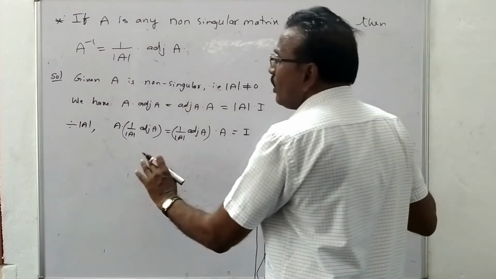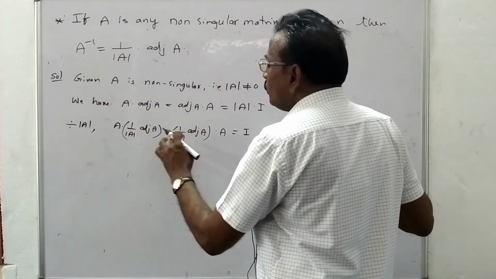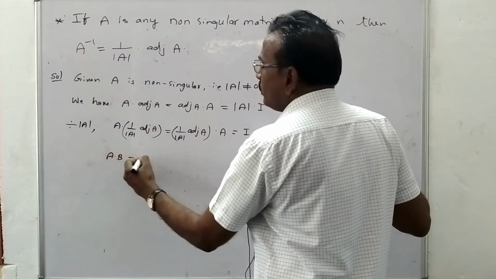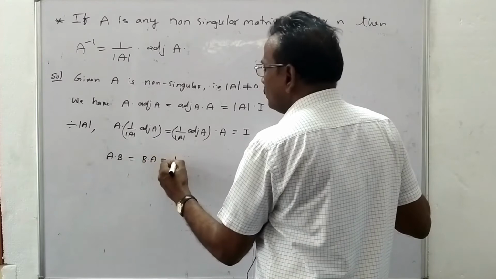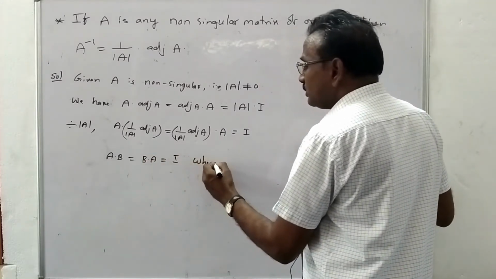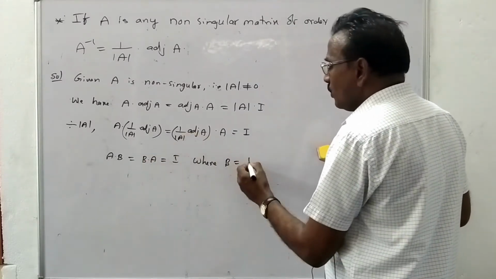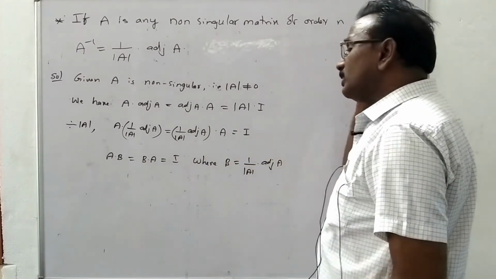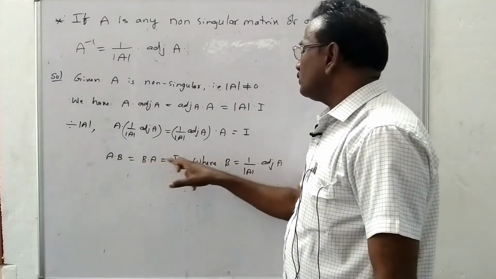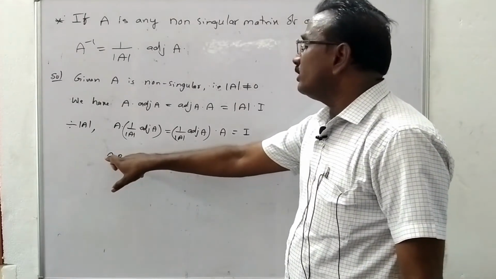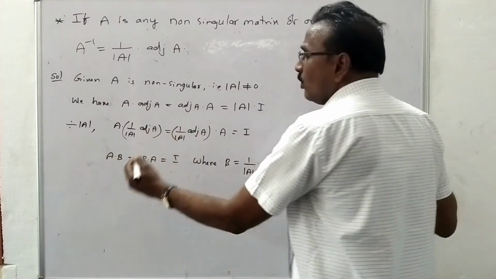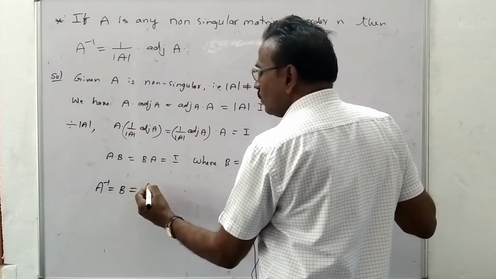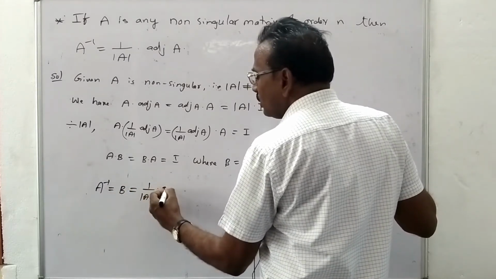Now this is of the form A into B is equal to B into A is equal to I, where B is equal to 1 by determinant of A into adjoint A. By definition of inverse of a matrix, if AB is equal to BA is equal to I, B is called inverse of matrix A. So therefore here A inverse is equal to B. Here B is 1 by determinant of A into adjoint A.